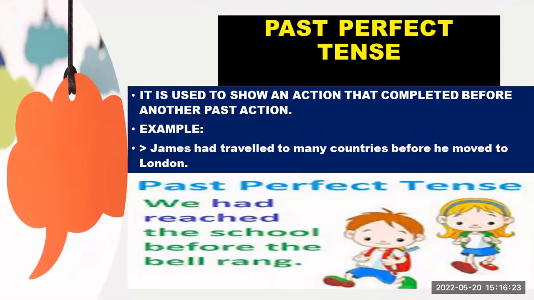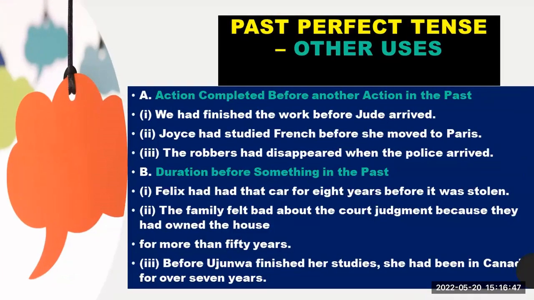Okay. Now let's look at what exactly it is. It is used to show an action that completed before another past action. For example, James had traveled to many countries before he moved to London. All right, it's similar to what we had earlier seen pictorially. We had reached the school before the bell rang. Let's look at other uses of the past perfect tense. A, action completed before another action in the past. Yes, we have talked about that, but let's look at other examples.